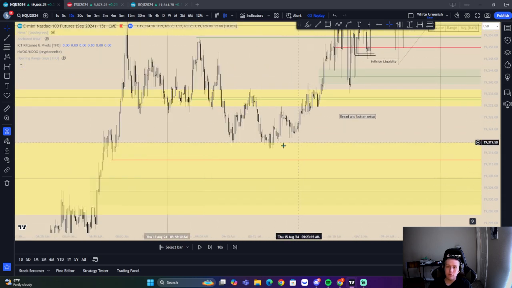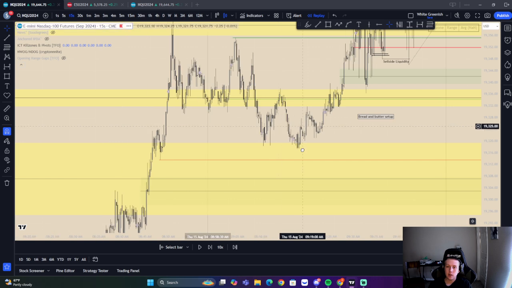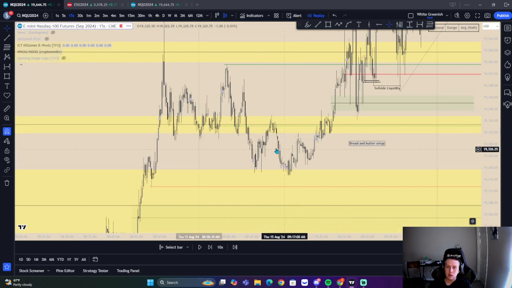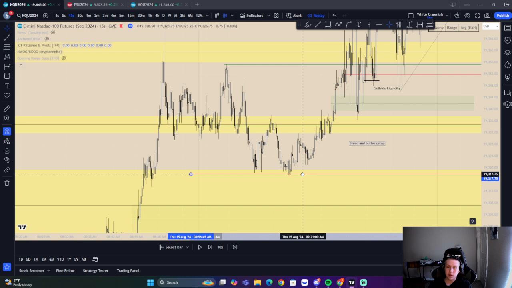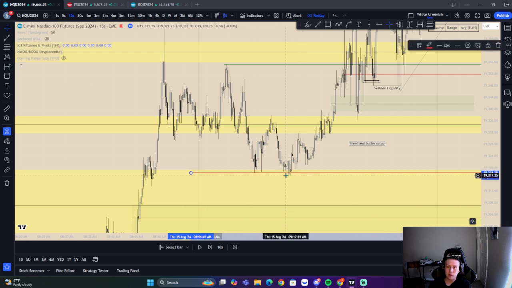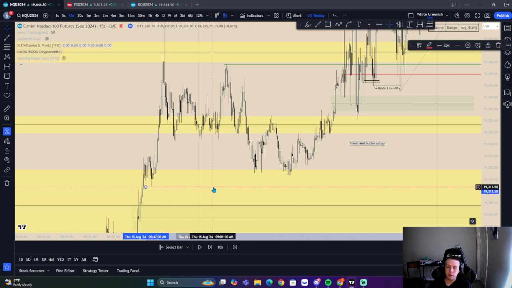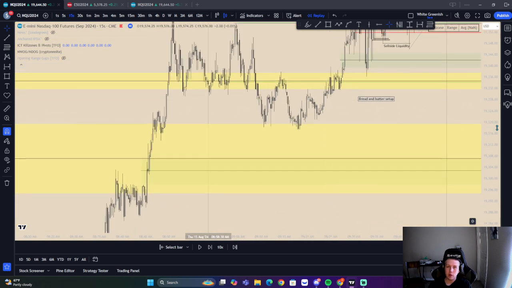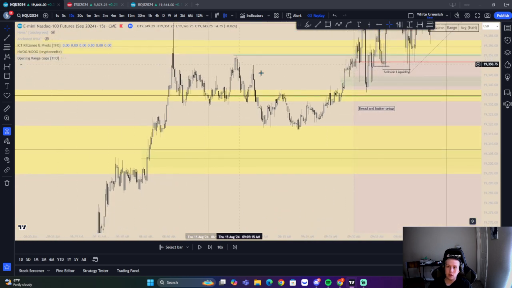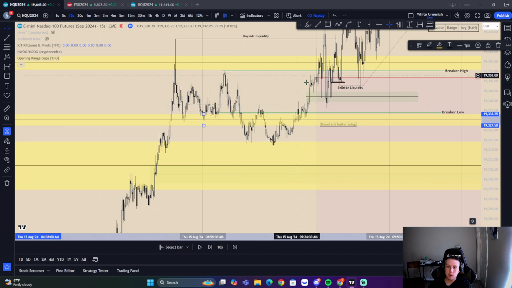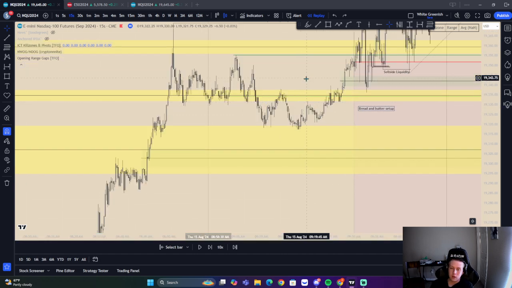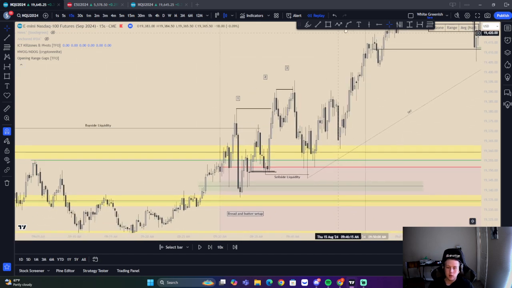Overall, we do have equal lows here. We have taken sell side here. Overall, these lows still get repriced too. We have taken this liquidity pool here, so we don't refer to these. And then we have an opening range gap. Let me put this indicator on. We have an opening range gap here. We come down, we slightly fill it here, and then we just end up repricing higher.